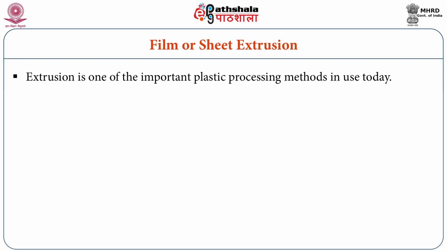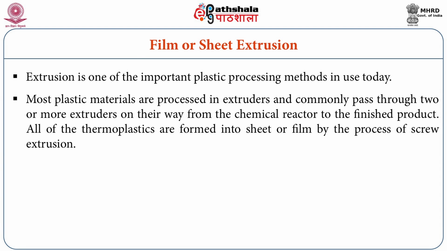Film and sheet extrusion. Extrusion is one of the important plastic processing methods used today. Most plastic materials are processed in extruders and commonly pass through two or more extruders on their way from chemical reactor to the finished product. All of the thermoplastics are formed into sheet or film by the process of screw extrusion.